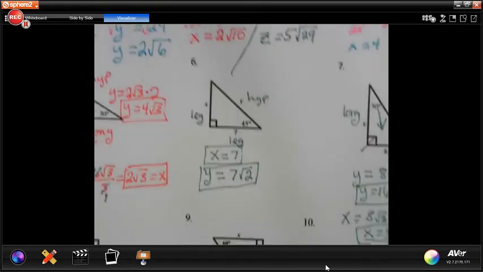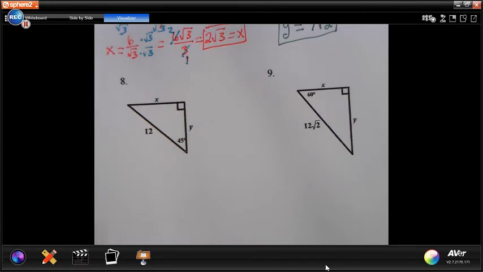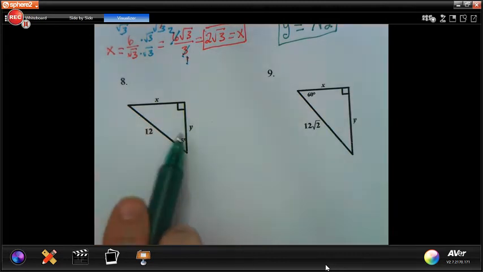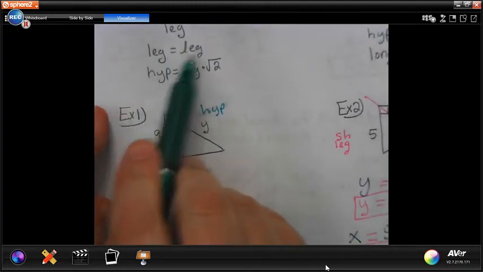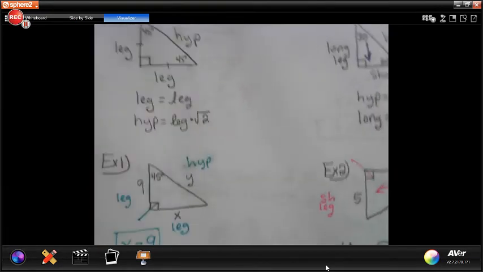So now, next problem. Move this out a little bit more. Number 8. Notice there's a 45 in the angle and a 90. So that means this has to be 45. It's a 45, 45, 90 triangle. Legs are equal. X and Y are equal. We just don't know what they are. So we have to figure out what one of them is. So we can't really use this formula right now because they're both variables. So we have to use hypotenuse equals leg times radical 2.